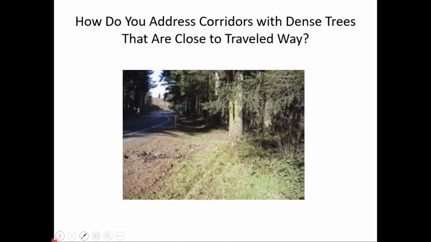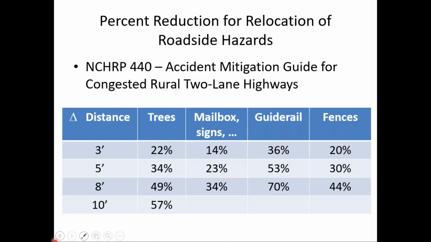And this is more of a rhetorical question than one that has a specific answer, and this is some of the challenges we face in roadway departure safety: how do we address corridors with dense trees that are close to the traveled way? And like I say, it's a challenge, and the answer is probably going to depend on the specific context or situation.